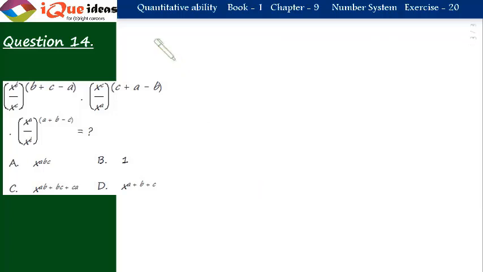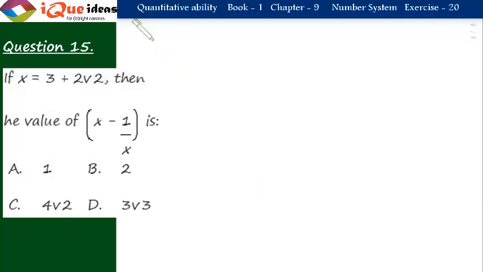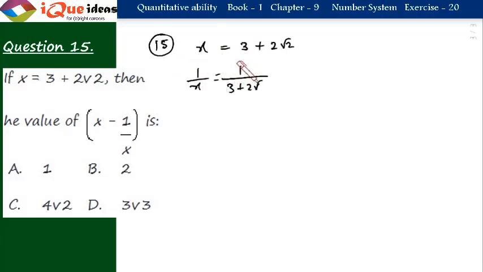Now, let's consider question number 15. It's a question of irrational numbers and their rationalization. So question number 15, it says x is equal to 3 plus 2 root 2. Alright, so what we need to do is, we have to find x minus 1 by x. So first, let's find 1 by x. If x is 3 plus 2 root 2, then 1 by x would be 1 by 3 plus 2 root 2. Right? Now we have to rationalize this.